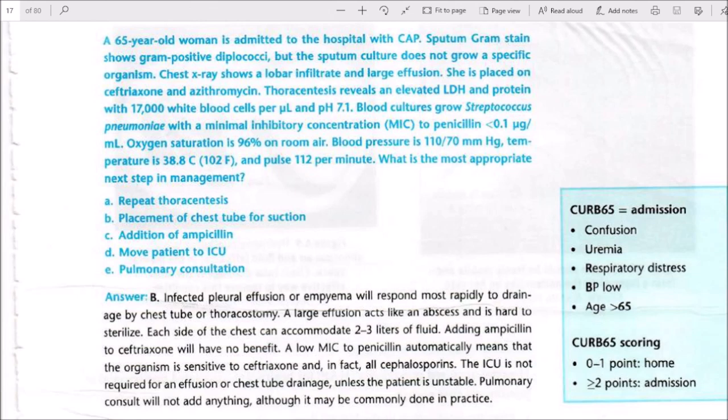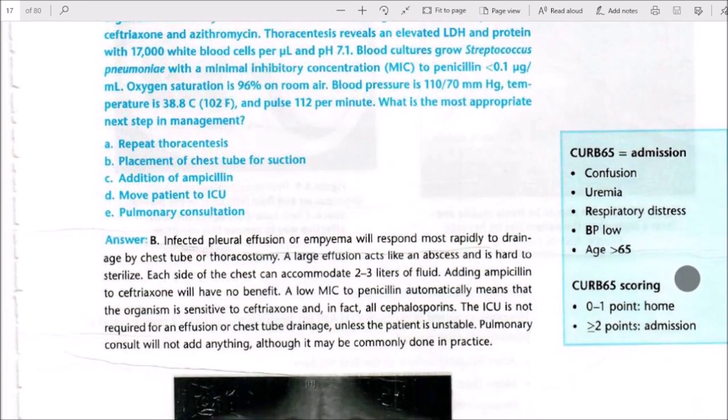Adding ampicillin to ceftriaxone will have no benefit. A low MIC to penicillin automatically means that the organism is sensitive to ceftriaxone and other cephalosporins. The ICU is not required for an effusion or chest tube drainage unless the patient is unstable. Pulmonary consult will not add anything, although it is commonly done in practice.